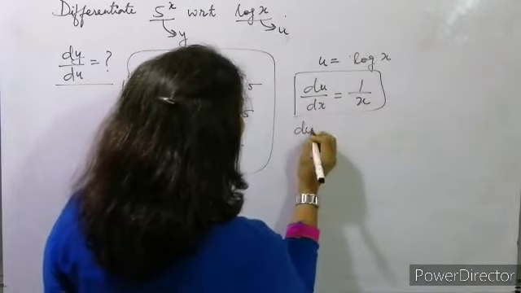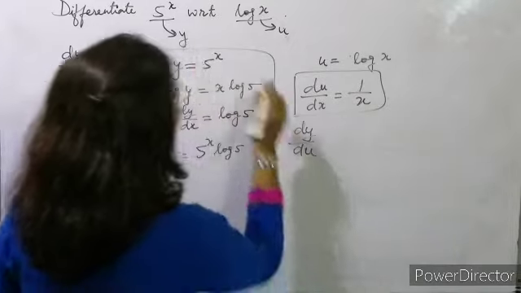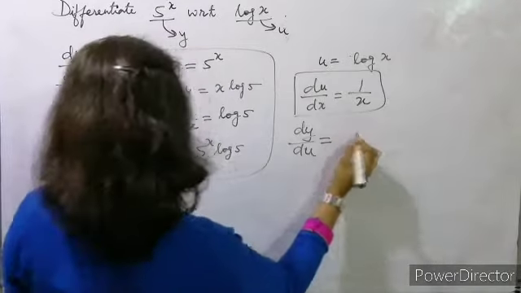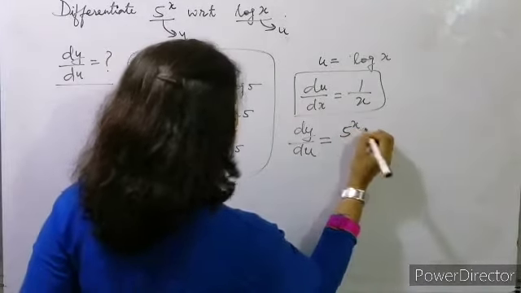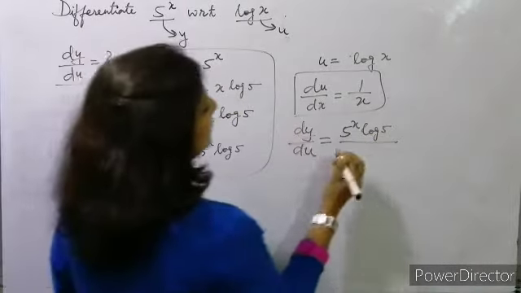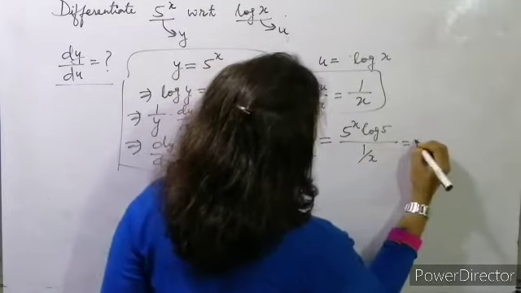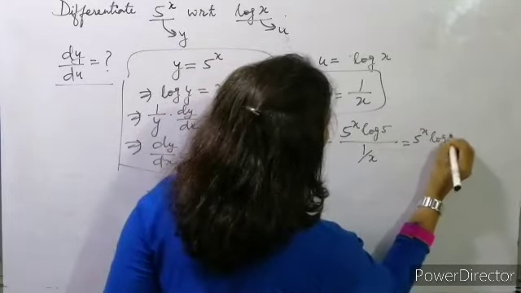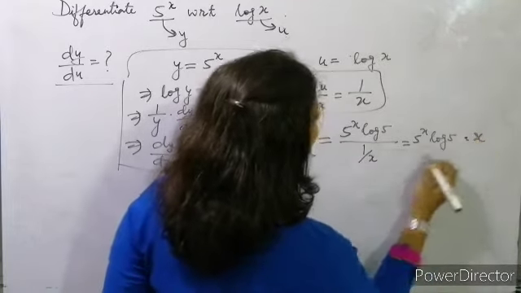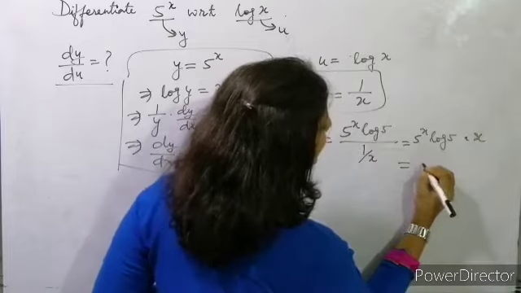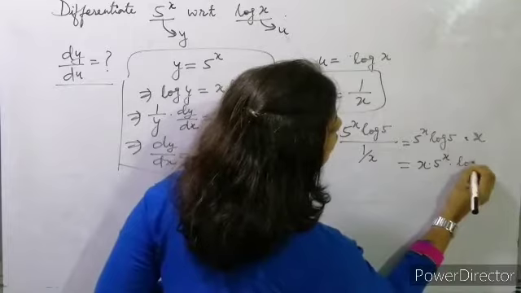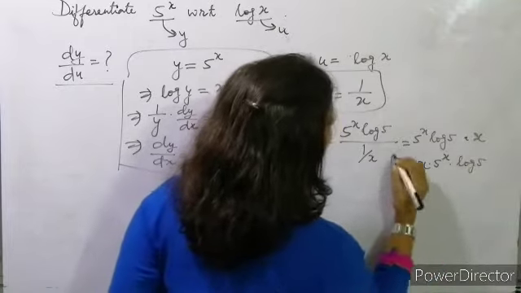Now we have to find out the value of dy by du, because we have taken y and u. So it will be dy by dx, that is 5x log of 5, and divided by du by dx, that is 1 upon x. So it will be 5x log of 5 multiplied by x. Okay, so we can write like this: x into 5 to the power x into log of 5. This will be the value.